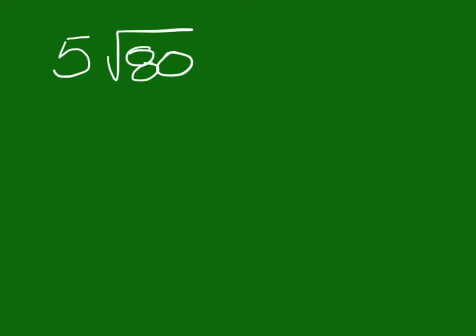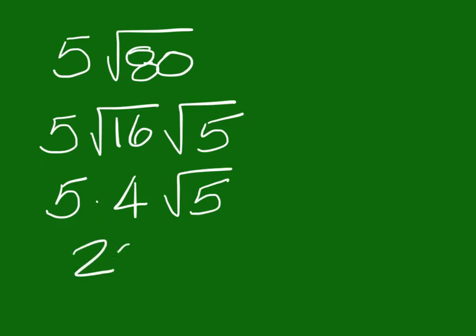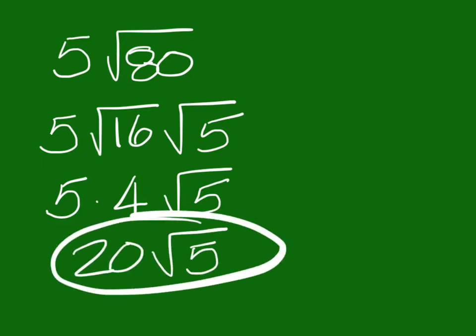Here's example number 2. 5 square root of 80. The highest perfect square that goes into 80 is 16. That breaks up as 16 and 5. The square root of 16 is 4. So 5 times 4 is 20. Your final answer is 20 square root of 5.